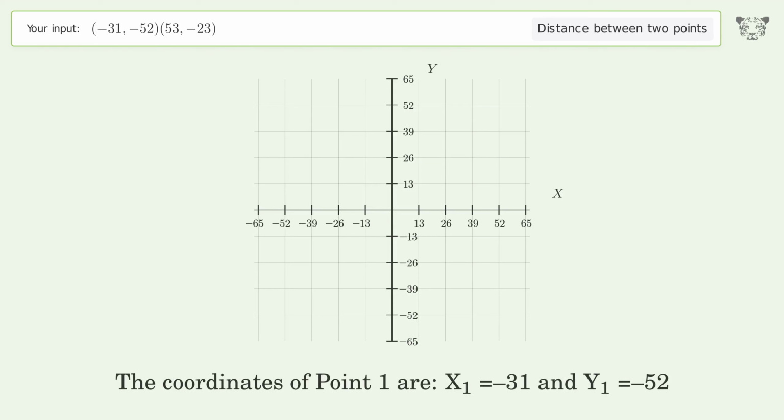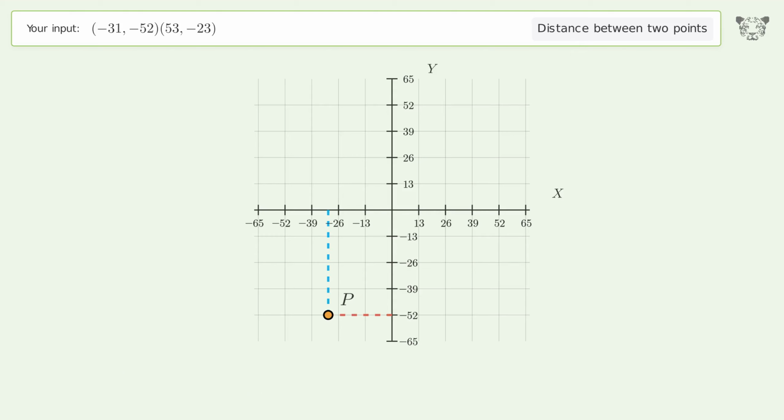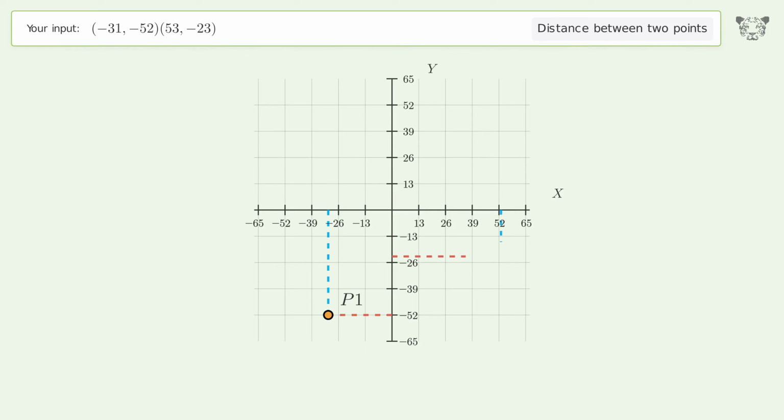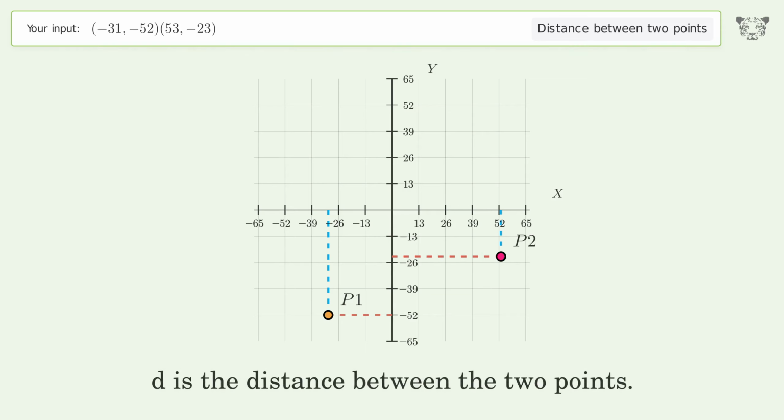The coordinates of point 1 are x1 equals -31 and y1 equals -52. The coordinates of point 2 are x2 equals 53 and y2 equals -23. D is the distance between the 2 points.